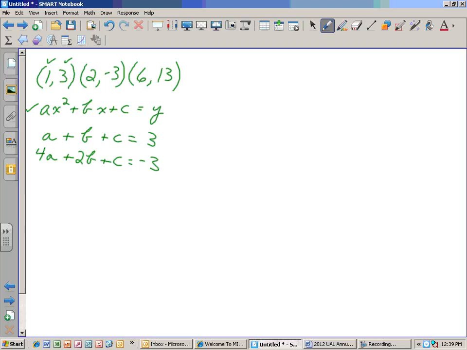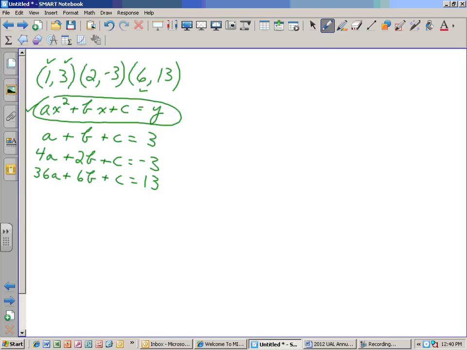Okay? So now the last one, this last point, when x is 6, 6 squared is 36. I get 36a plus 6b plus c. I don't know what c is. And that equals 13. So when x is 6, y is 13. And I have a system of equations. What I'm looking for is a, b, and c so that I can put it in that equation. And that'll tell me what the quadratic equation is that contains the 3 given points.